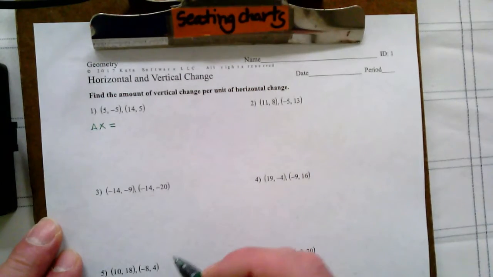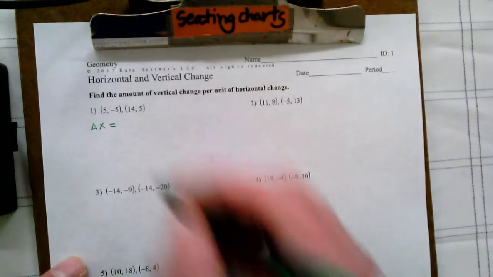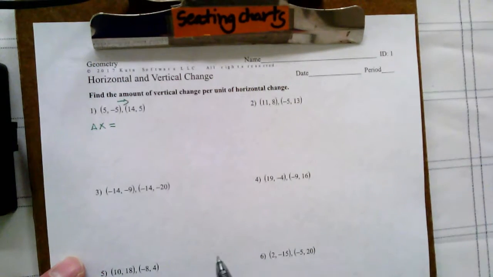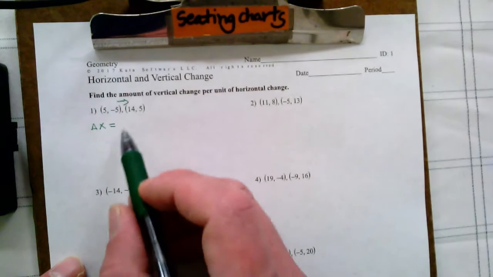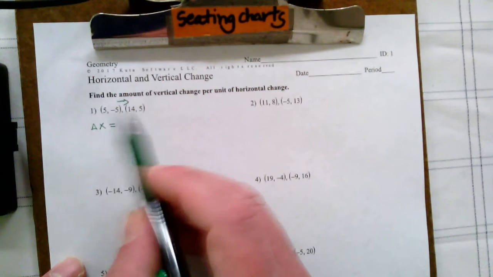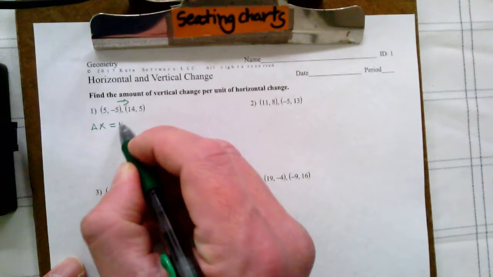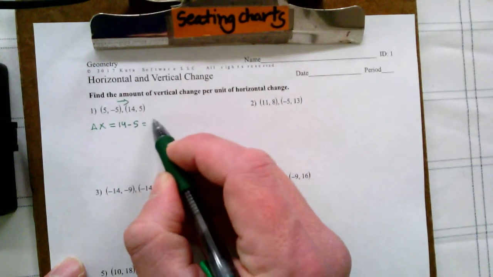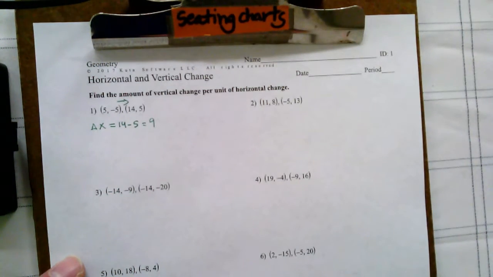Okay. So let's start with delta x. And in this case, for all these points, we're traveling from the first point to the second point in every case. So our delta x will be end minus beginning, 14 minus 5 equals 9. So that's 9 movements, 9 units of movement to the right, forward, positive.